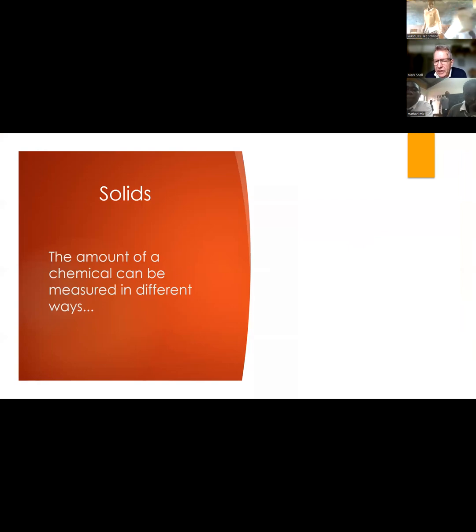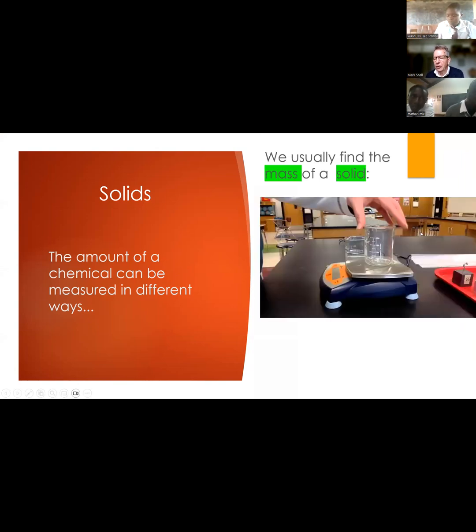Now, in solids, for a solid, we would normally weigh it out. We would normally put it on a top pan balance, find the mass. This is a balance. Just put the beaker in, put whatever we want into it, weigh it. And we can also find the mass of a liquid. That's very easy. And even a gas. For instance, if we weigh an empty balloon and then we blow it up and we weigh it again, it is heavier because it contains the gas.